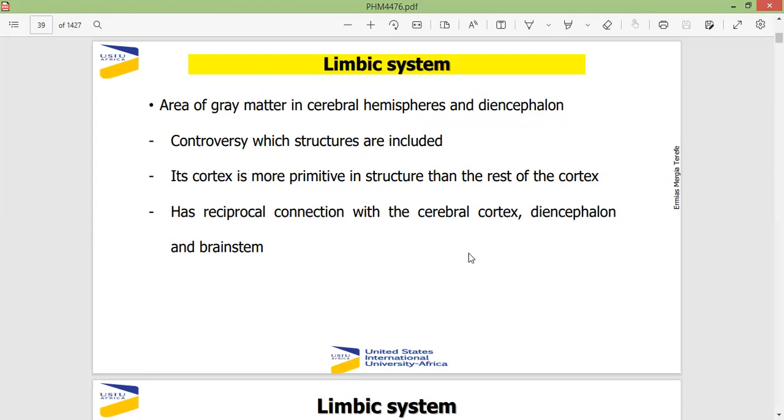And don't crack that joke of upper limb and lower limb. What are the components of the limbic system?